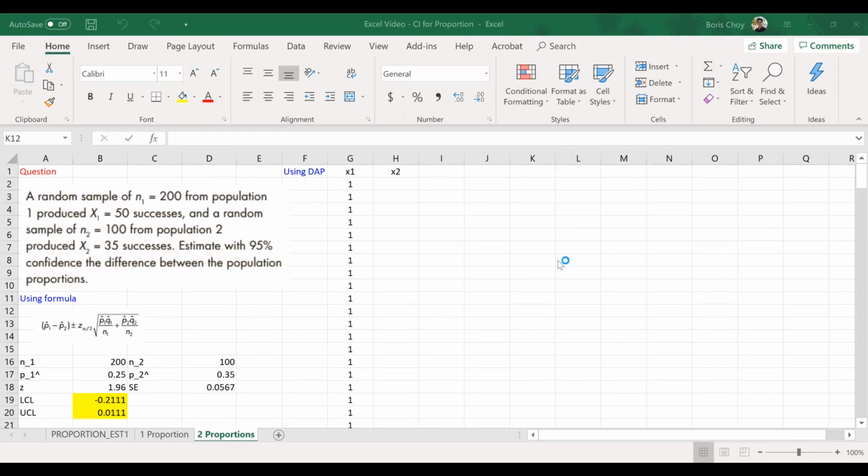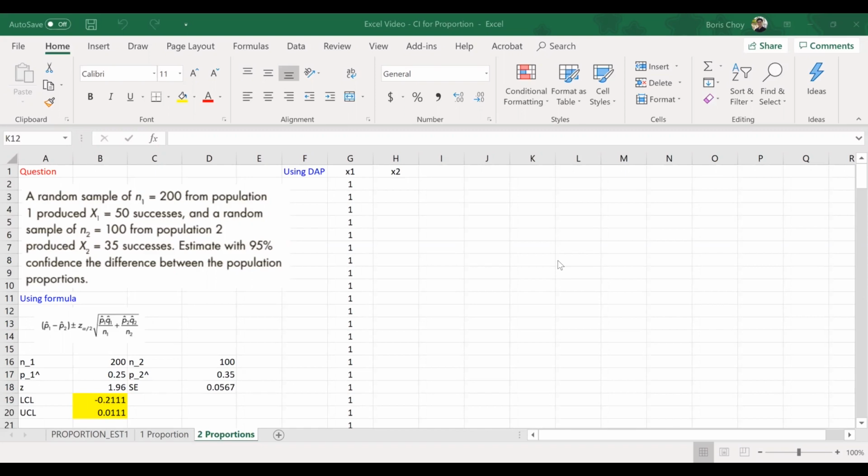Hi, this video is to demonstrate how to construct a confidence interval for the difference of two binomial proportions. First of all, we have the first binomial experiment with n equal to 200, and we observe 50 successes. And in the other binomial experiment, we have n equal to 100, and we observe 35 successes. Now, we would like to construct a 95% confidence interval for the difference between the population proportions.